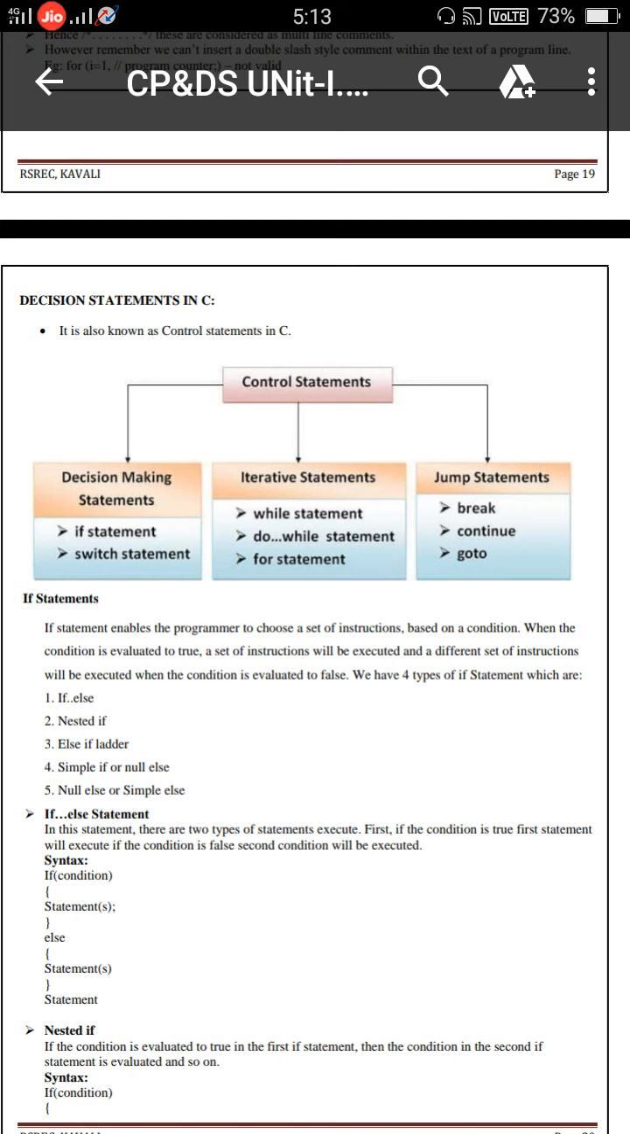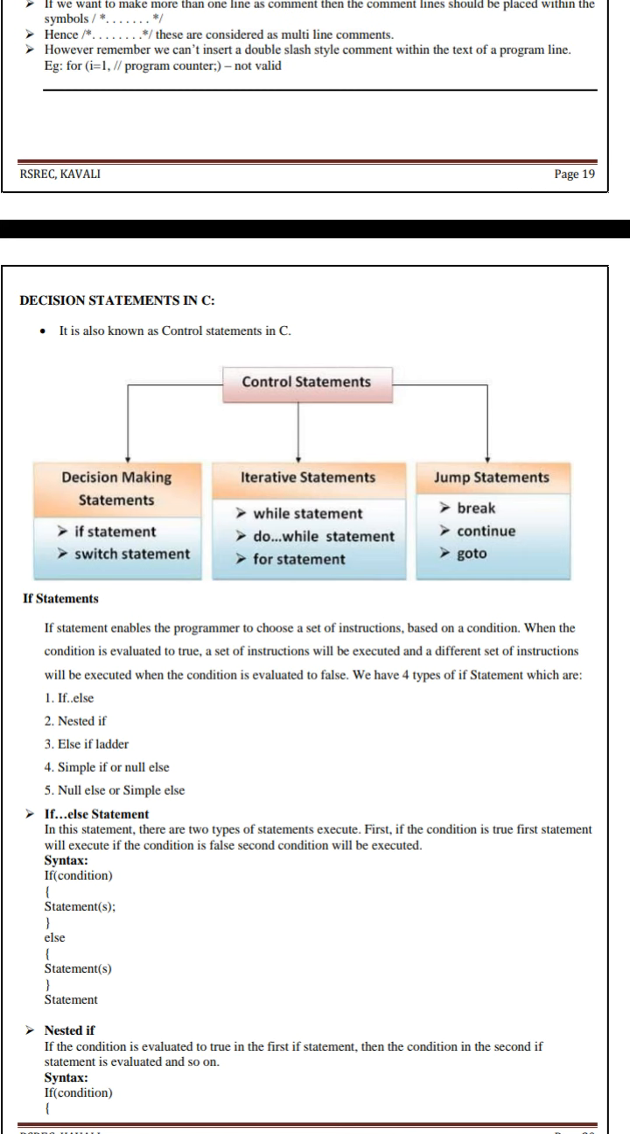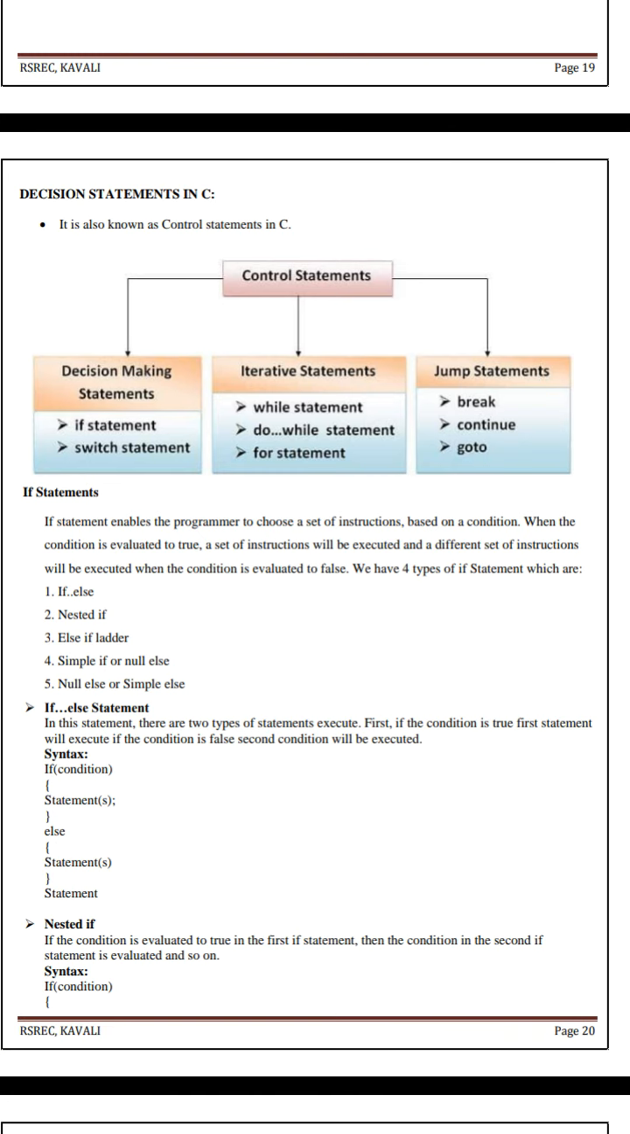So in C language, the statements are divided into three types: decision making statements, iterative statements, and jump statements. In the case of decision making statements, there are two types: one is the switch statement, and the other is the if statement. First we discuss the if statements.